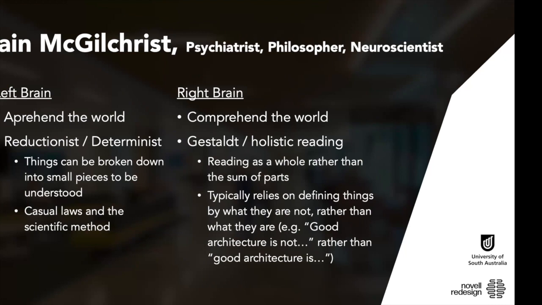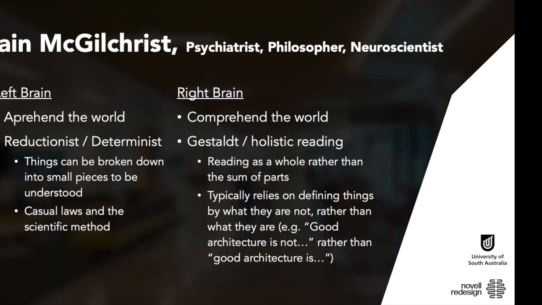So this is what the scientific method is largely based on and what our ideas of causation are based on. Then he argues the right brain, which is about how we comprehend the world, is structured around a holistic reading. So reading a whole rather than the sum of its parts. And this is how we can understand that saying of the whole is greater than the sum of its parts, because it is quite different to the sum of its parts.